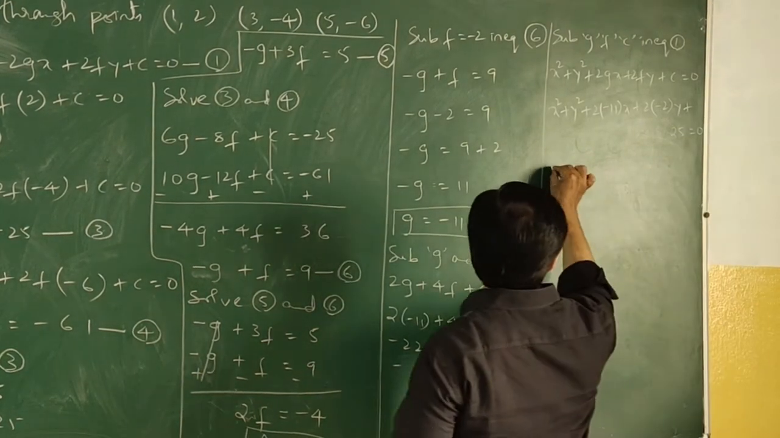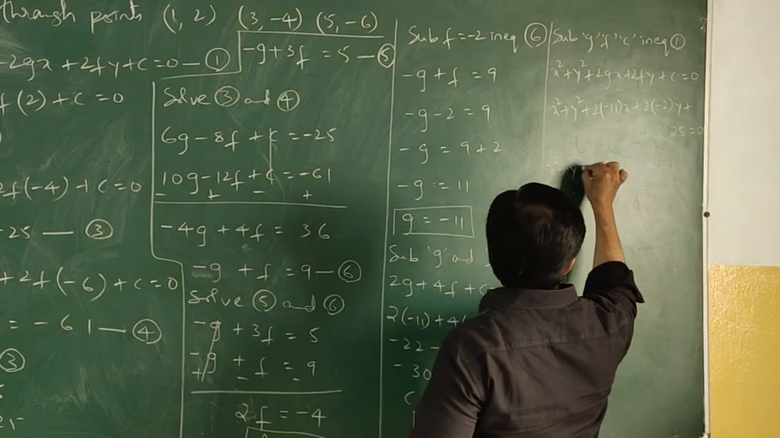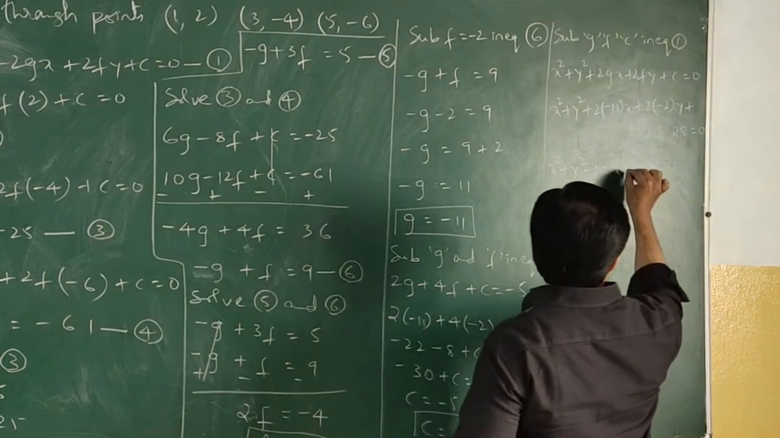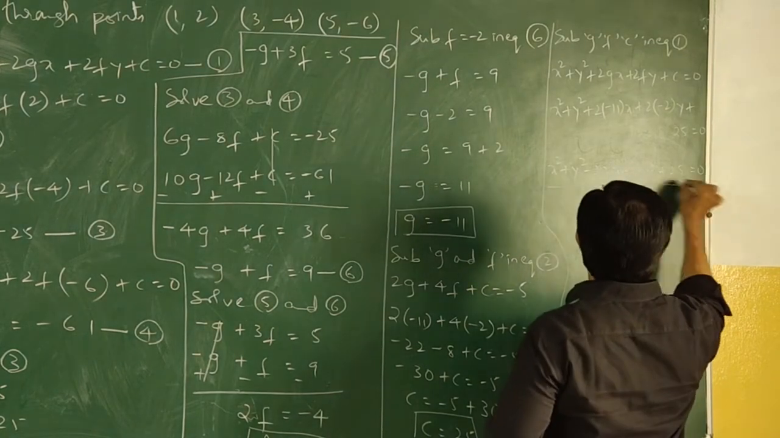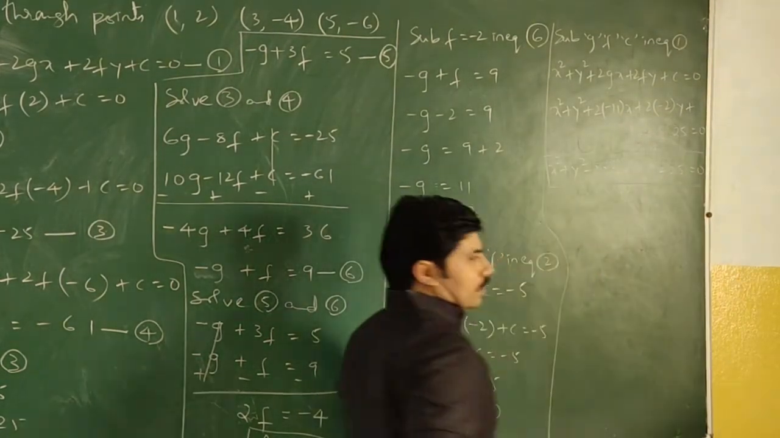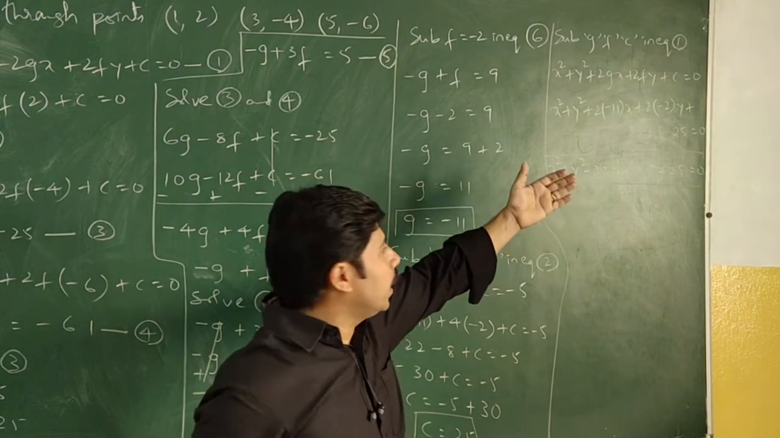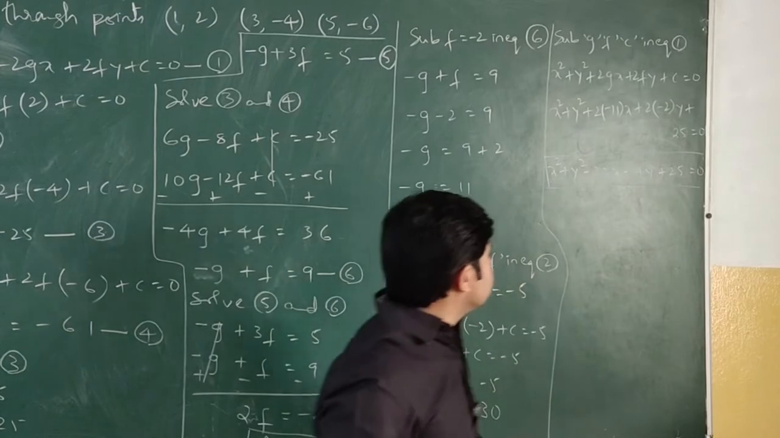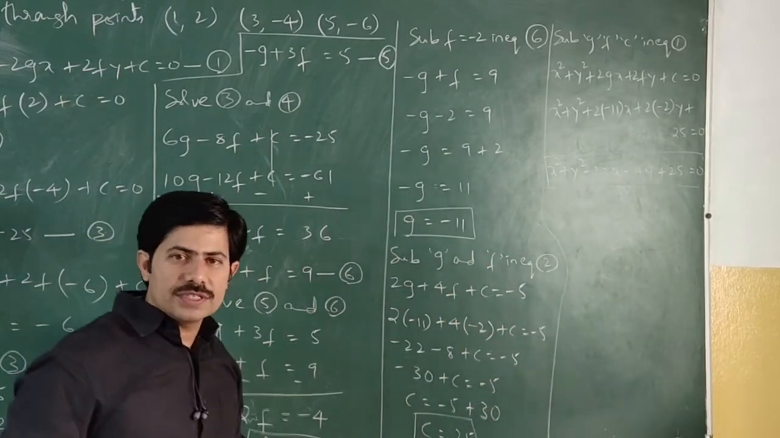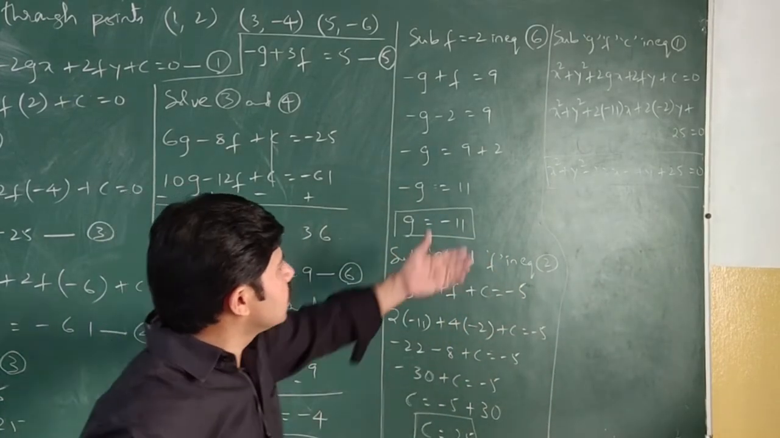Now I simplify. It is x square plus y square minus 22x minus 4y plus 25 is equal to 0. This is the required equation of circle. So this completes the problem.